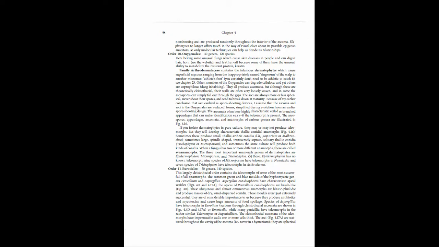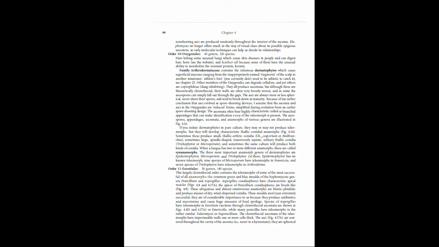Because of my earlier conclusion that asci evolved as spore-shooting devices, I assume that the ascoma and asci in the Onygenales are reduced forms, simplified during evolution from an earlier spore-shooting design. The ascomata often bear highly characteristic coiled or branched appendages that can make identification easy if the teleomorph is present. The ascospores, appendages, ascomata, and anamorphs of various genera are illustrated in Fig 4.16.